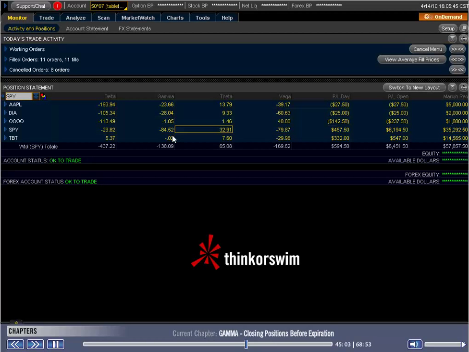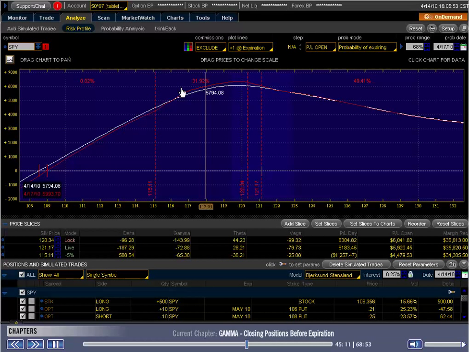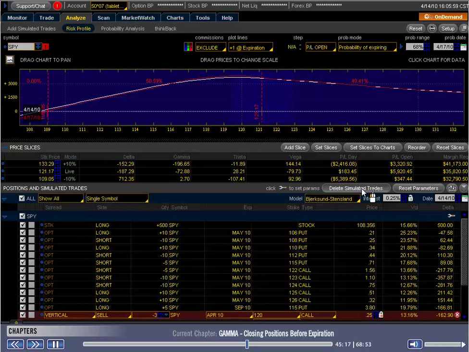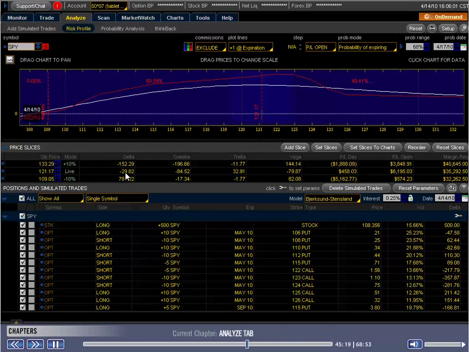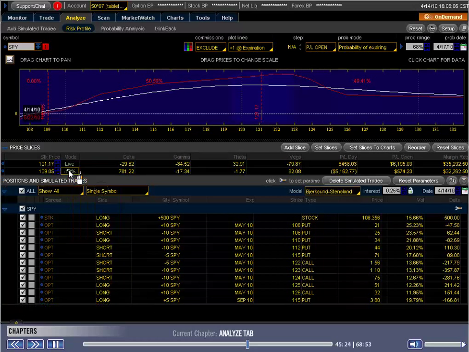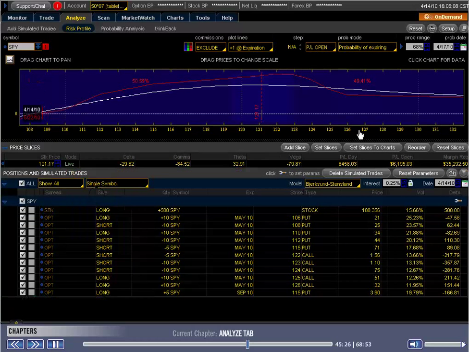And so at this point, people's heads are exploding. So I'm going to go over to the Analyze tab and kind of back away from some things for just a moment here. Let's just hit Reset Slices. See, delete all my simulated trades in here. Now, what I want you guys to take a look at, I'm just going to delete this slice out. Okay, I've got about negative 30 deltas.